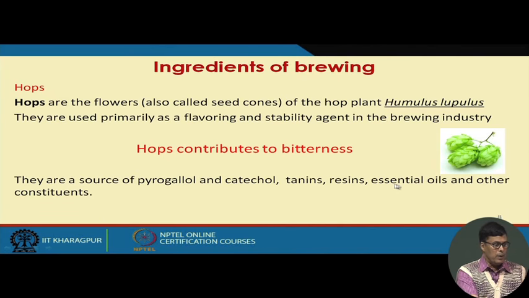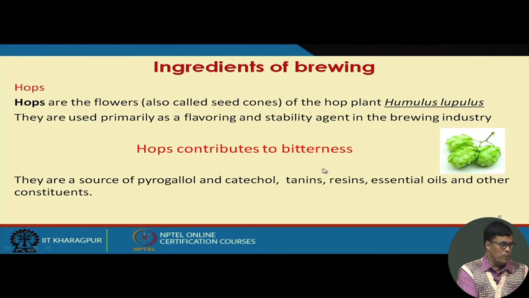During this fermentation process, I mentioned that one important ingredient is hops. Hops are flowers, also called seed cones. This is the hop plant, biologically called Humulus lupulus, and it looks like this. You can see how it looks. It is usually available in hilly places. They are used primarily as a flavoring and stability agent in the brewing industry.